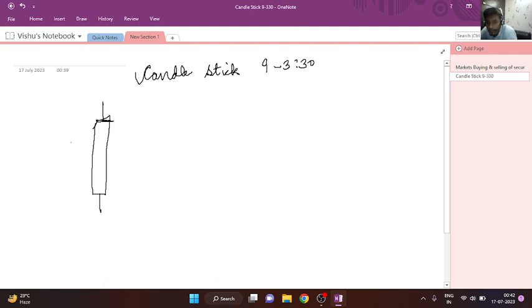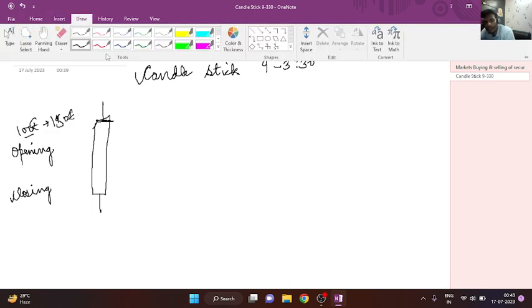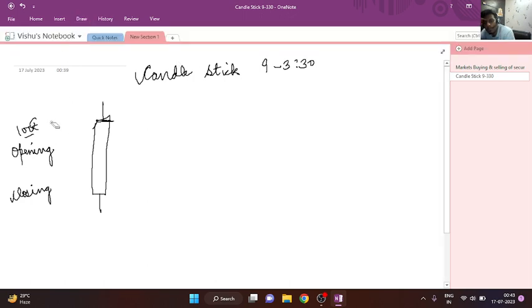So when the market starts, it has an opening position, and when the market ends, it has a closing position. Suppose Reliance share today, 18 July, opens at 100 rupees at 9 and closes at 150 rupees. So this 100 rupees is the opening price and the 150 is the closing price. Simple. There is no rocket science in it.